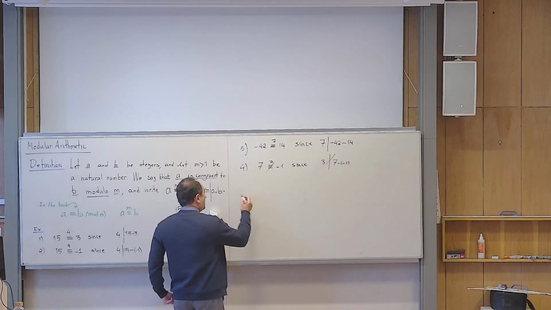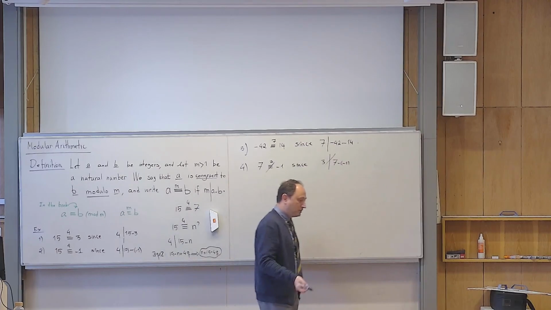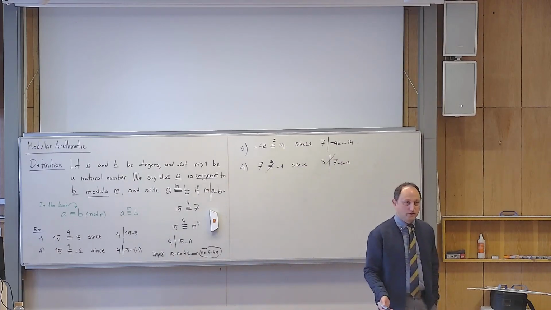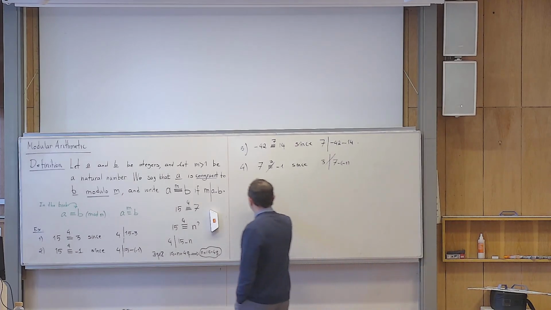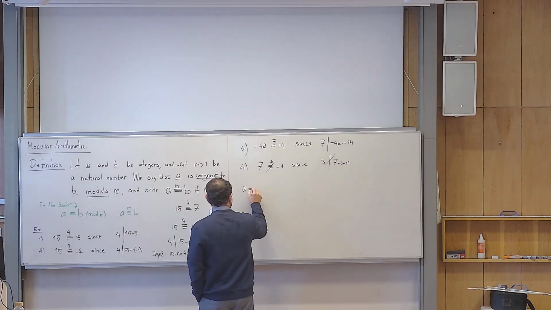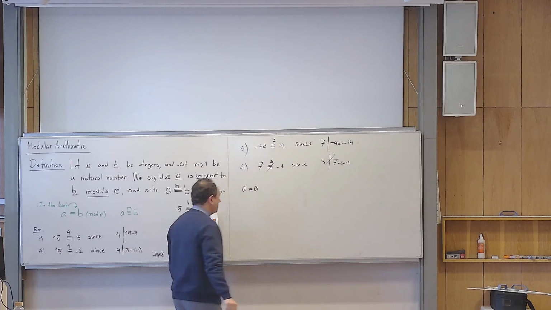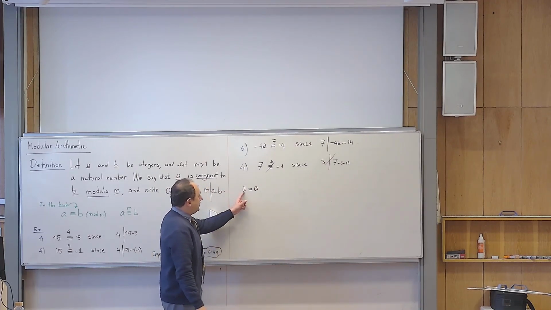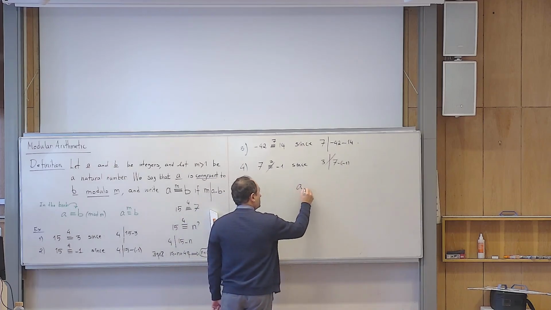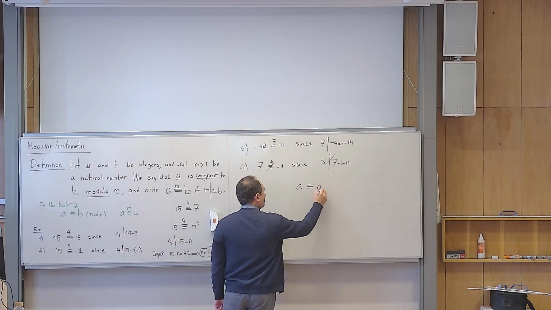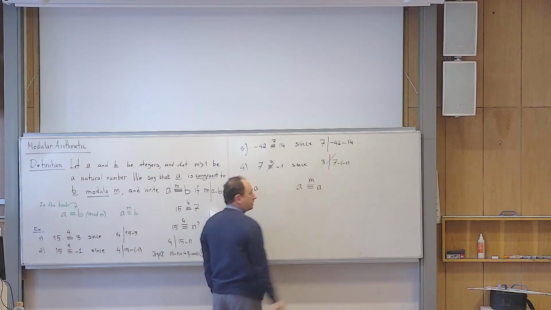For example, one of the main important properties of the equality sign is what? Every number is equal to itself. Yes? Exactly the same thing happens in congruency. Every number is congruent to itself in any module that you like.